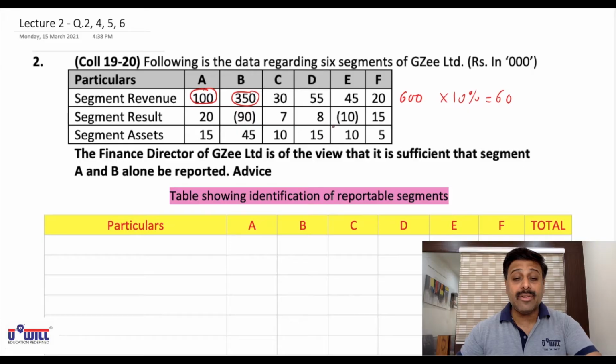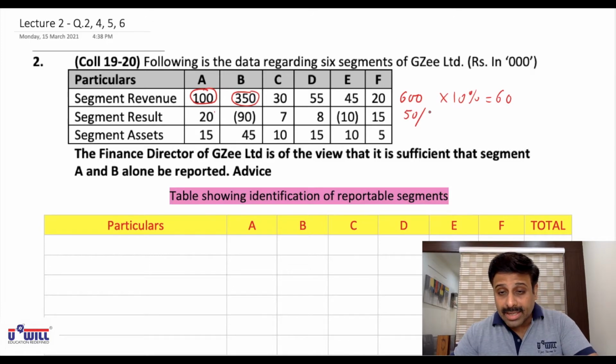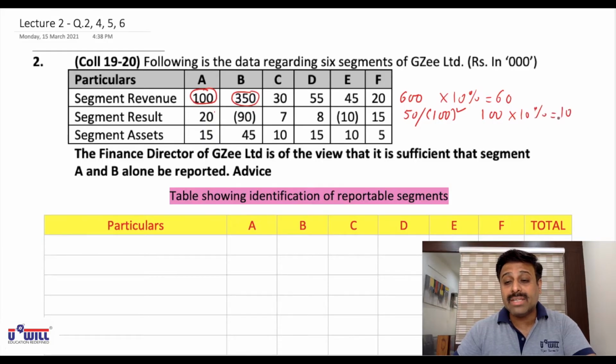Now same way, segment results. Here first you add the profits, then you add the losses separately. First you add the positive figures. 20 plus 7 plus 8 plus 15. You get 50. Now you add the negative figures. 90 plus 10, that is 100. And then you take whichever is higher. Which one is higher? 100 is higher. Now you take 100, ignore the negative sign. Take 100's 10%. At least 10% must be there. That is 10. Whichever segments have more than 10, ignoring the negative sign, are to be reported.